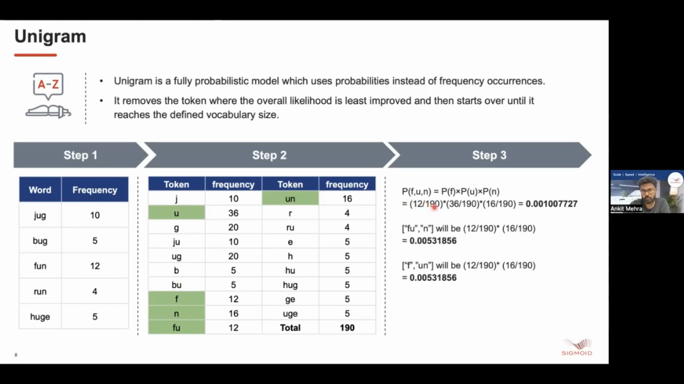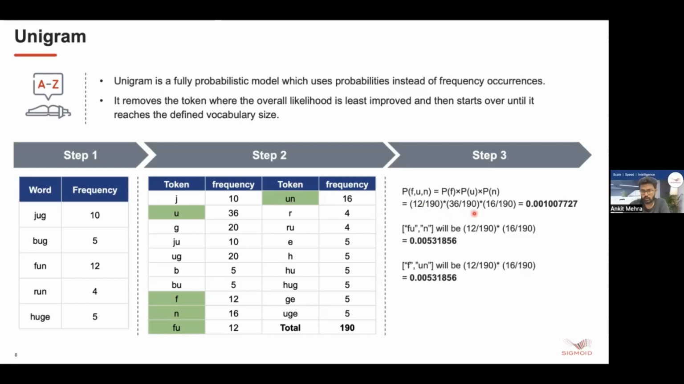In the third step, we calculate the probabilities of all the combinations for each word. For example, let us look at fun. Fun can be represented in three different ways: FUN, FU and N, and F and UN. Let's focus on the representation F, U and N. To calculate this probability, we multiply the probabilities of the individual characters. For the probability of F, we take the frequency of F, which is 12, divided by 190, which is the frequency of all the tokens combined.